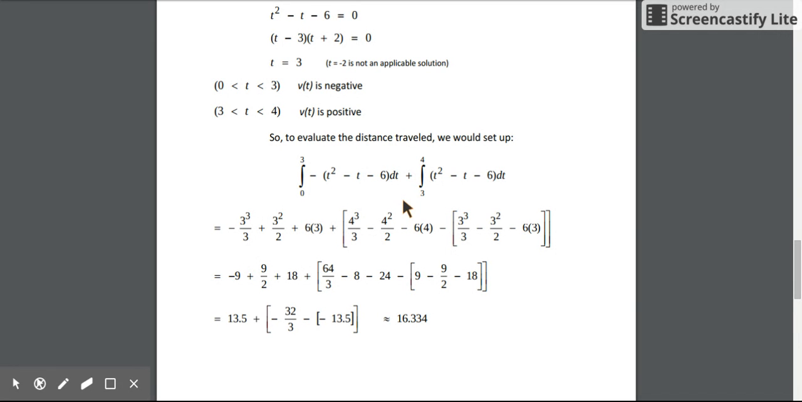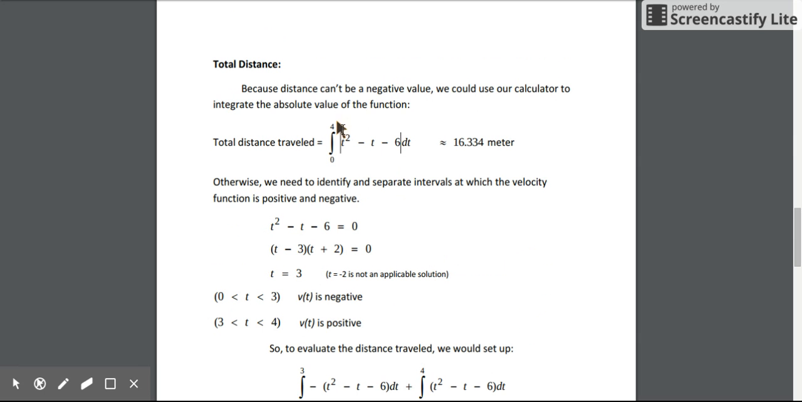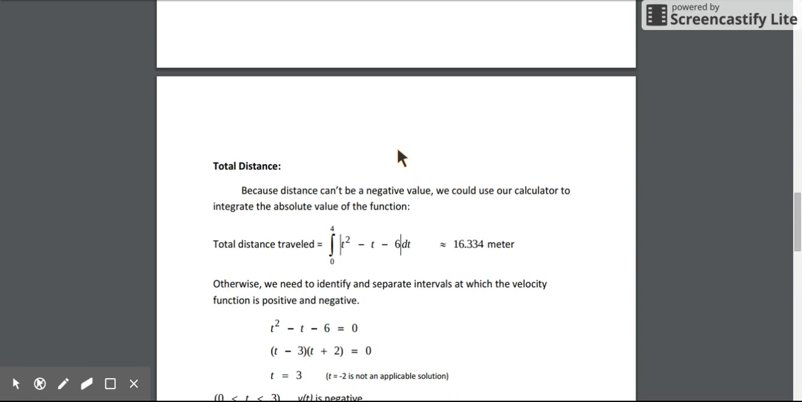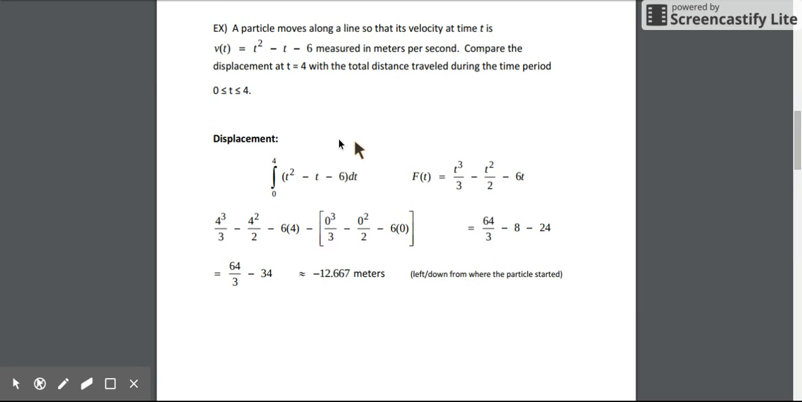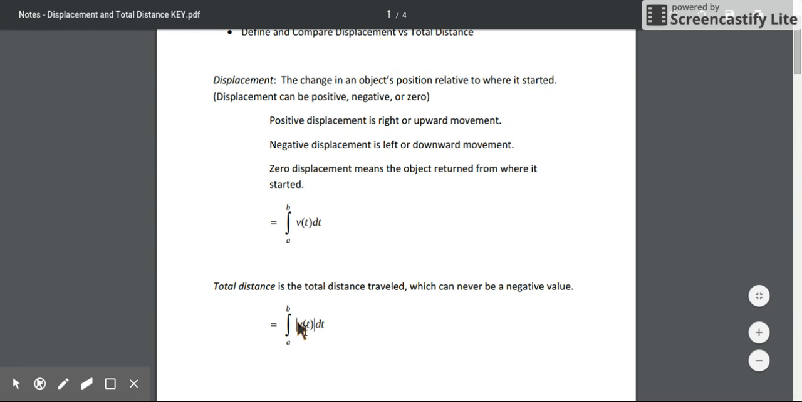We just need to make sure that we separate our intervals where our velocity is negative and positive, and make sure that when we evaluate the negative, we make it the opposite. But hopefully we're allowed to use our calculator for these types of problems, and it makes it much easier. So that's the difference between measuring the displacement of an object, which is just its position change relative to where it started, and the total distance, which means that we have to use the absolute value of our rate of change.